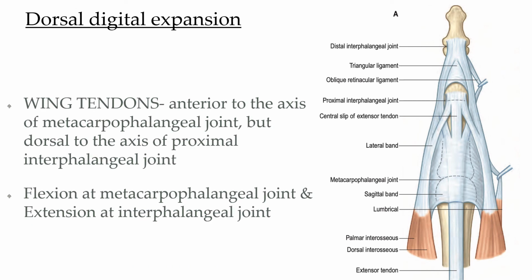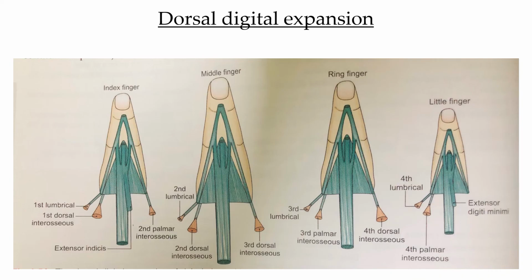The tendons of lumbrical and interossei have a characteristic relation with the axis of metacarpophalangeal joint and proximal interphalangeal joint. What is that? The tendons of lumbrical and interossei cross the metacarpophalangeal joint anteriorly and they cross the proximal interphalangeal joint posteriorly before they merge with the dorsal digital expansion. Because of this characteristic relation, when these muscles contract, they bring about flexion of metacarpophalangeal joint and extension at interphalangeal joints. Now, this is a schematic representation of dorsal digital expansion.